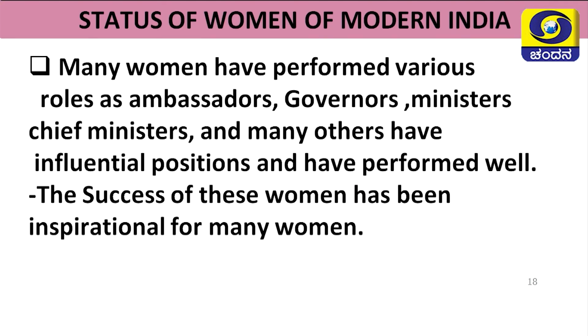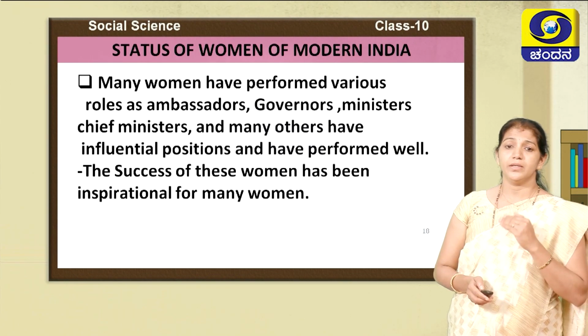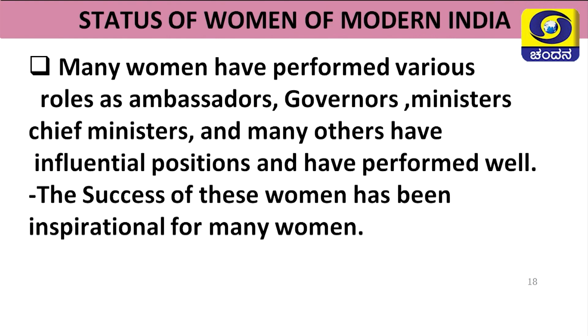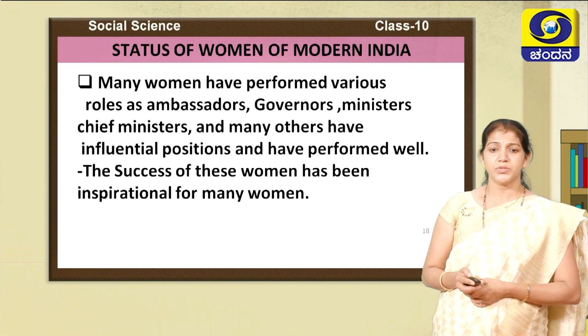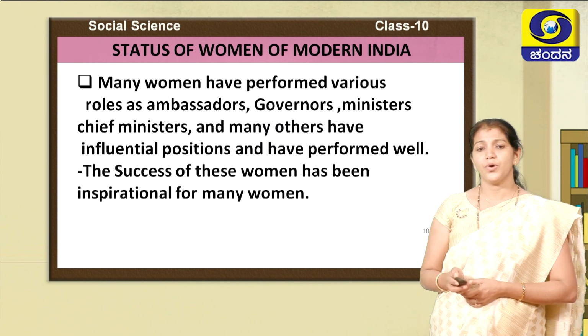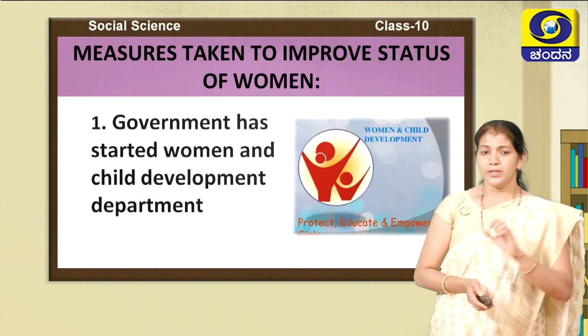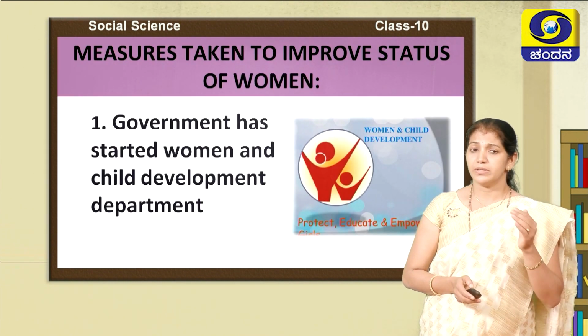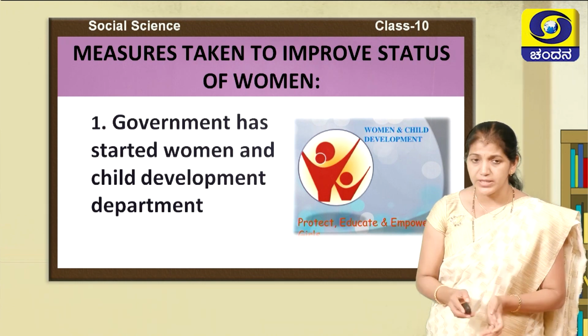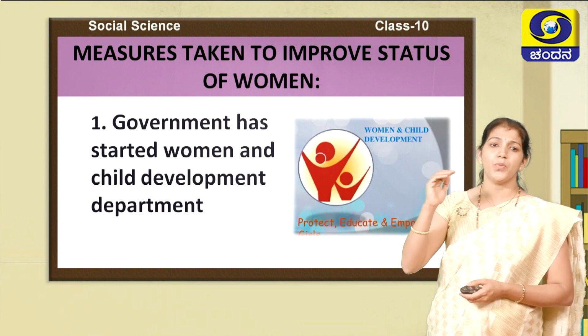Despite this, some women have performed various roles in the society of India. They became ambassadors, they identified different fields, and they became governors, ministers, chief ministers and many others, holding influential positions and performing well in society. The success of these women has inspired many women. These are the problems of India. In this situation of society, women are not getting good opportunities.